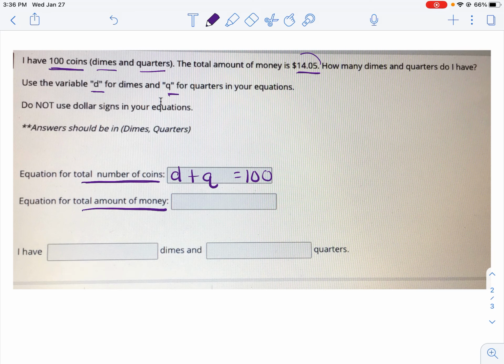Now I need an equation for total amount of money. Well, I know that my total money is $14.05. So I can think about $14.05 being my total. But what makes up that? So we got to know how much is the value of a dime. Well, the value of a dime is 10 cents. And we write 10 cents as 0.10. So for every dime, it's worth 10 cents. Plus, a quarter is worth 25 cents. So 0.25 Q is for every quarter. In total, they have $14.05.